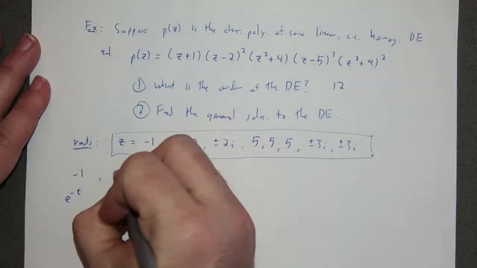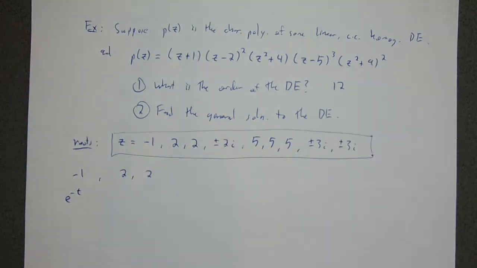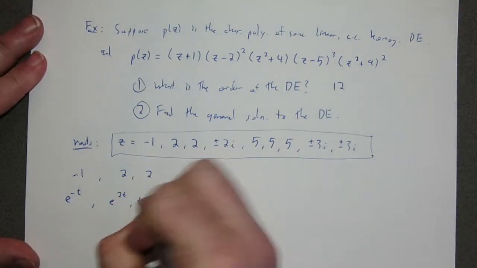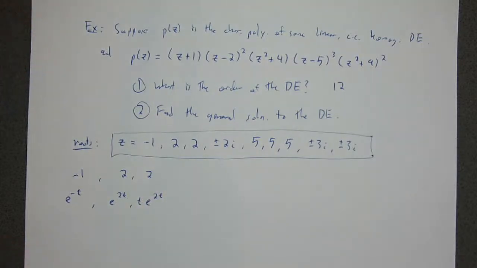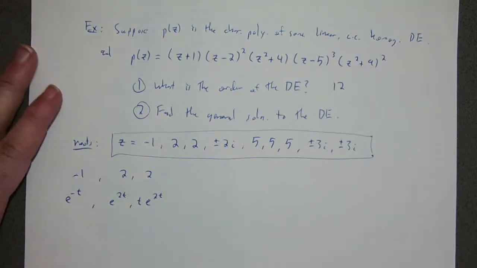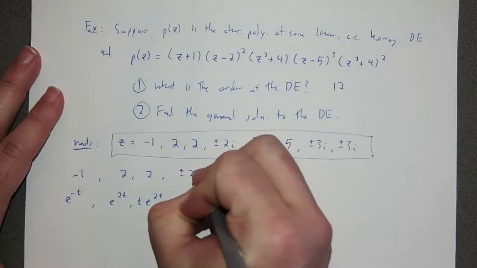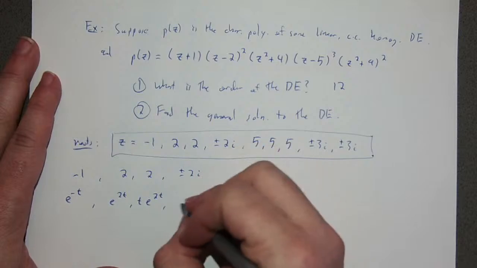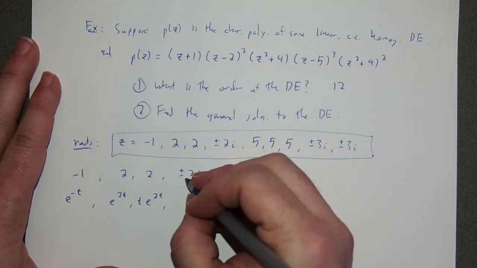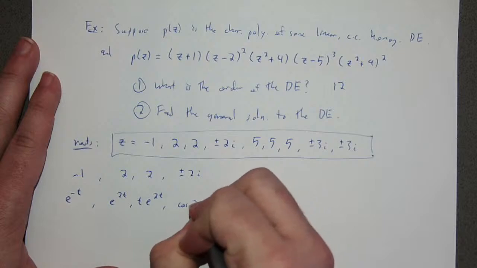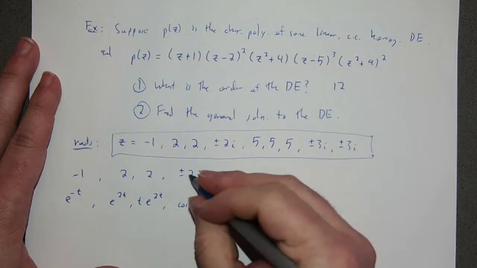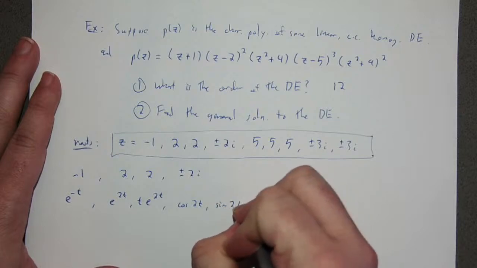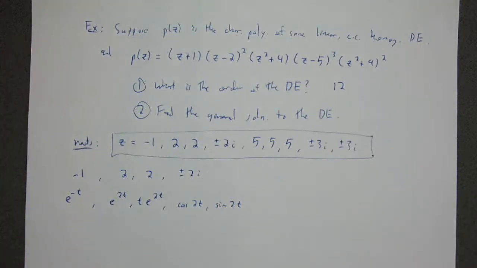For the root 2, which is a double root, what do I get? I get e to the 2t and t e to the 2t. Those are the two solutions I get. For the conjugate pair plus or minus 2i, what do I get? I should get two solutions, and I do. I get e to the 0t cosine of 2t, right? And the second one is e to the 0t sine of 2t. So I get cosine 2t, sine of 2t there.